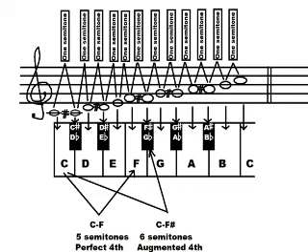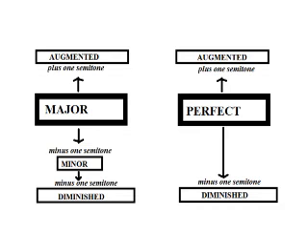C to F is a perfect fourth with 5 semitones. C to F sharp is also a fourth, but it doesn't have 5 semitones, it has 6. So we now notice that this is a perfect interval plus 1 extra semitone. Perfect plus 1 is augmented, like we said before.